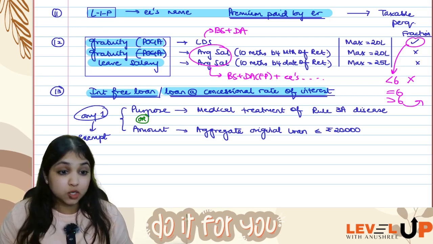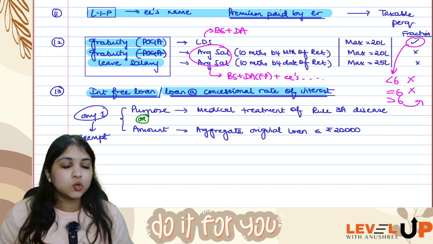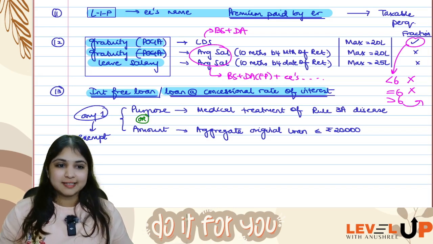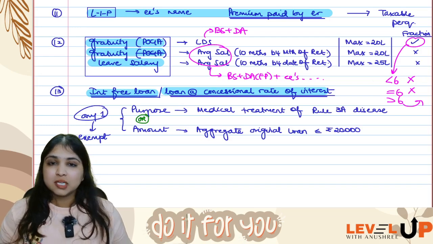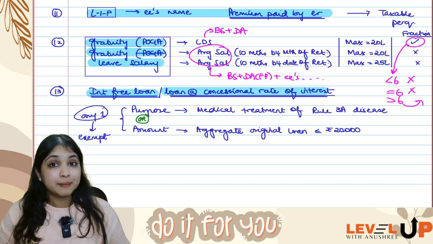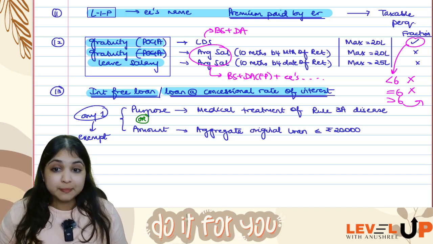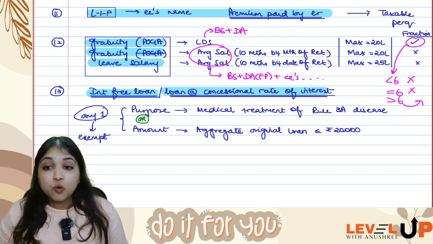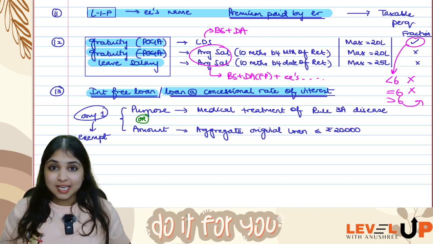Less than 6 months you will ignore, equal to 6 months also you will ignore, more than 6 months you will round off to the next number. Understanding? Up to 6 months you will ignore, more than 6 months you will round off to the next number, but only if the assessee is covered by POGA. If the assessee is not covered by POGA and also in leave salary, in both of these, whatever be the fraction, you always ignore the fraction.